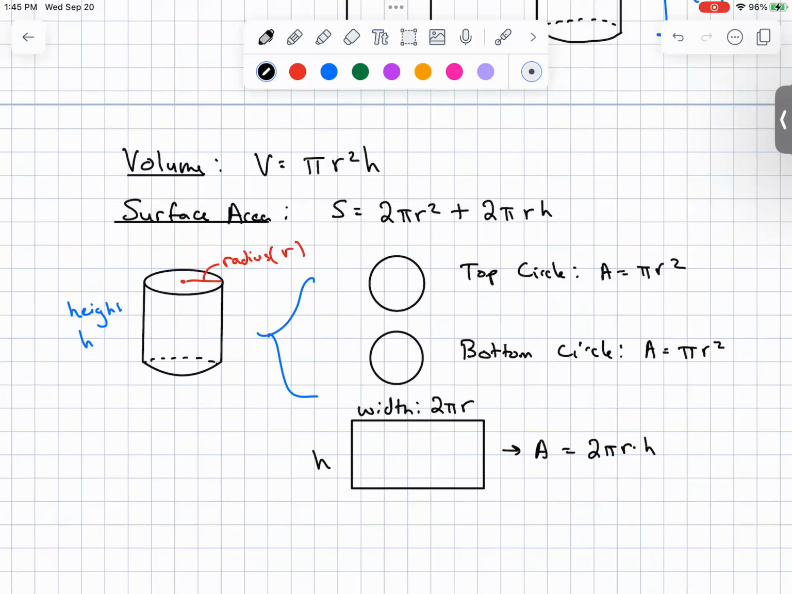So you have the 2 little circle top and bottom pieces. That's where you get that 2 pi R squared. And then the area of the middle section, this piece right there, is going to be 2 pi R H.